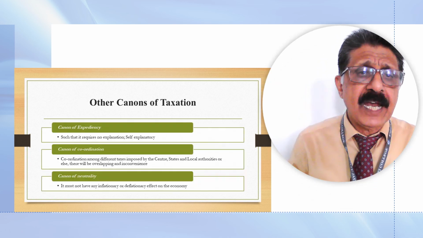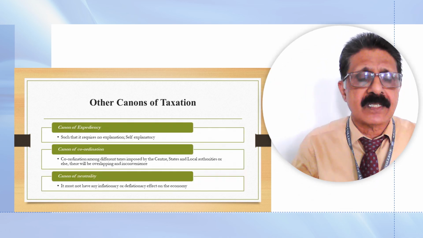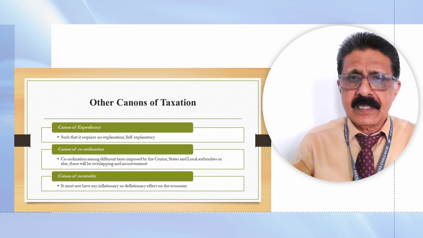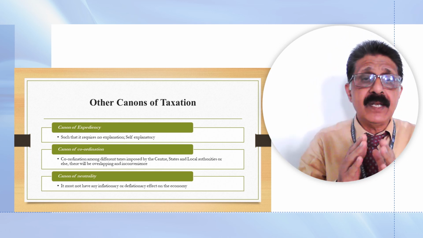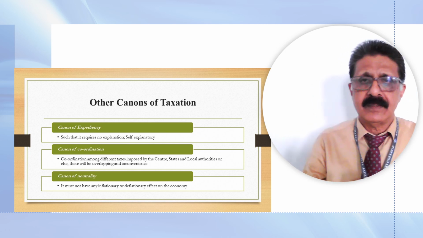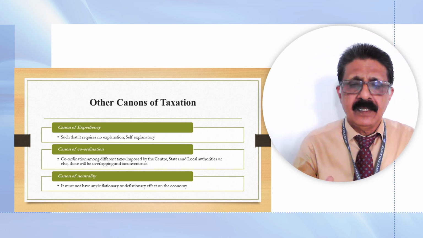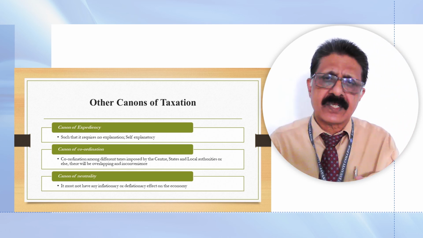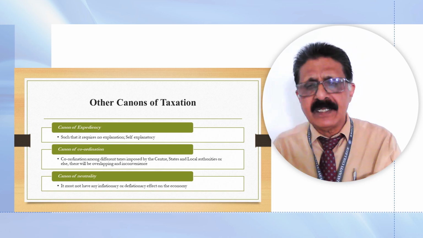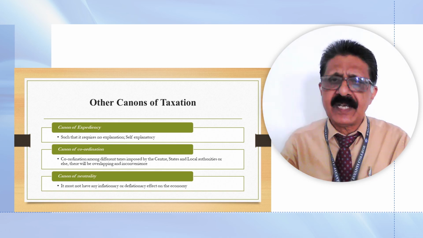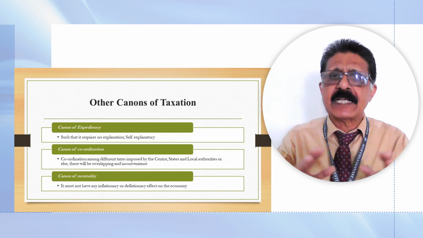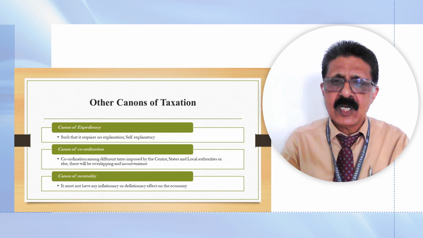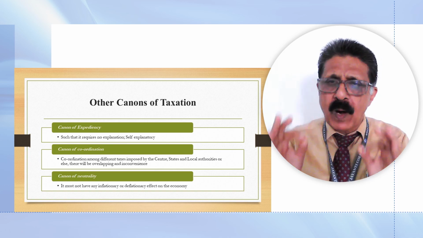The canon of expediency suggests that the taxation system should be such that it needs no explanation. Rather, the conditions as well as the formalities associated with any particular system of tax should be self-explanatory and should be capable of only one interpretation.